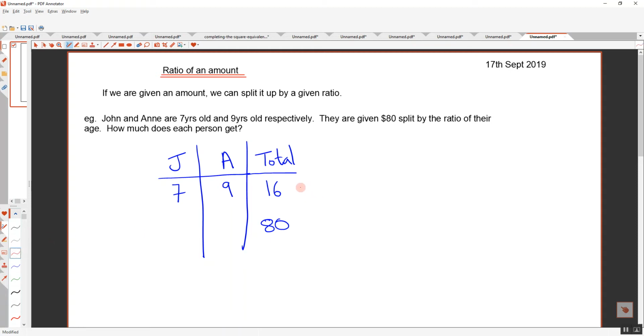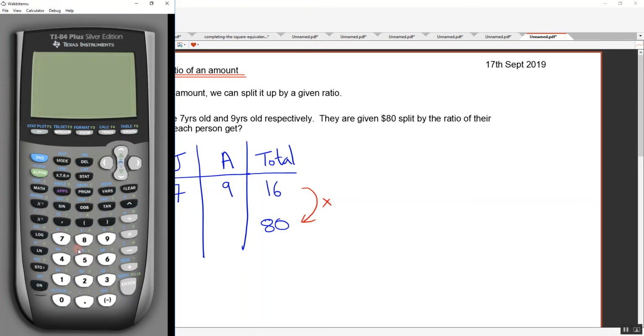You can tell me, what do we do to 16 to get 80? What do we multiply 16 by to get 80? You can figure it out, or you can tell me what you do to figure it out. It's 16 times 6? 16 times 6. So that's too big. 5. 16 times 5. Alright, that looks about right.